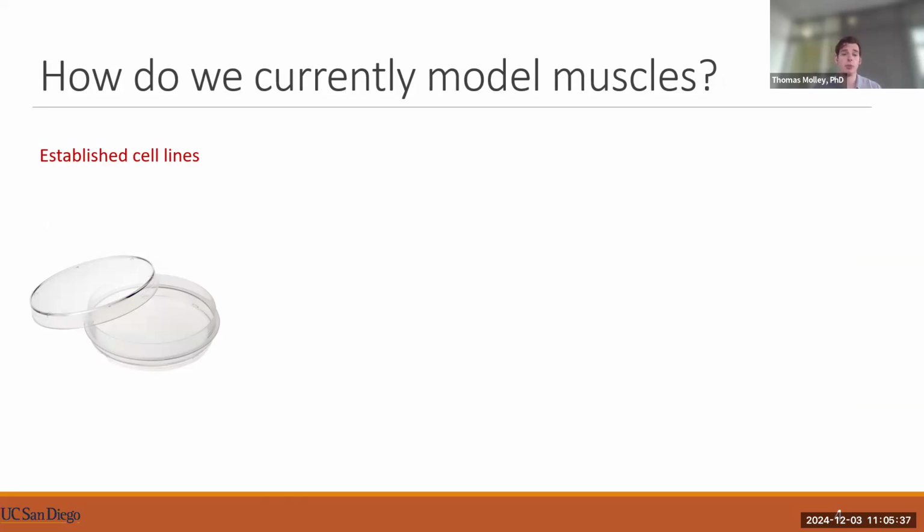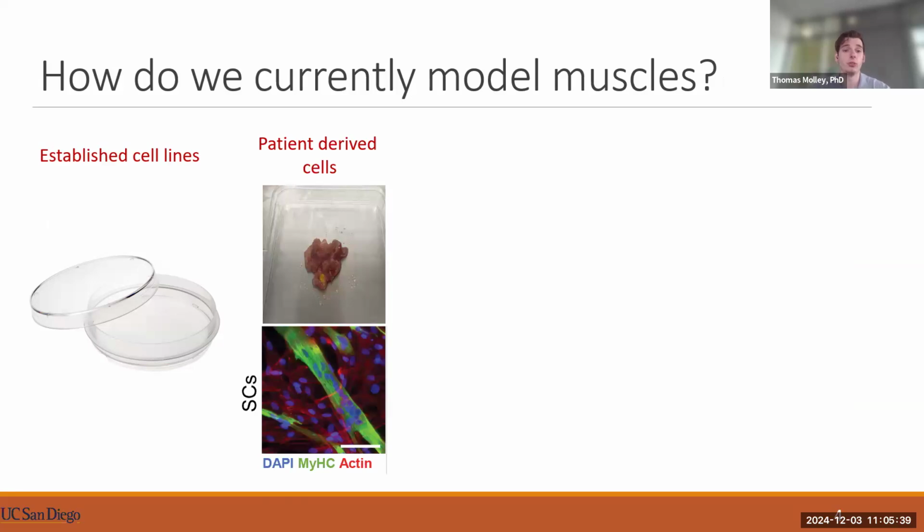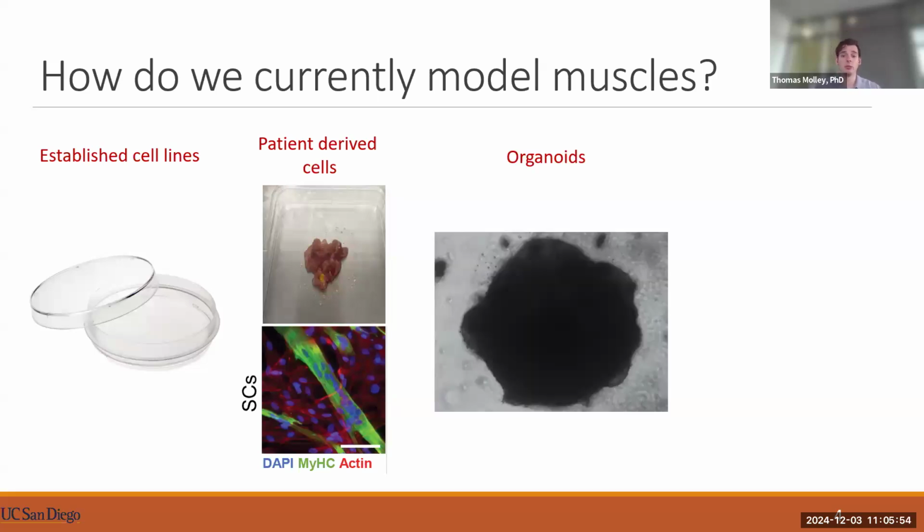What a lot of people do, which is a very strong method, is using patient-derived cells, which can also come from animal models. You take actual tissue from particular patients or models, digest it down to pull out the individual cells that we want, and then use those for downstream assays. Another method that people have begun to use, particularly in the cardiac space, not as much in the musculoskeletal space but moving more in that direction, is using organoids.